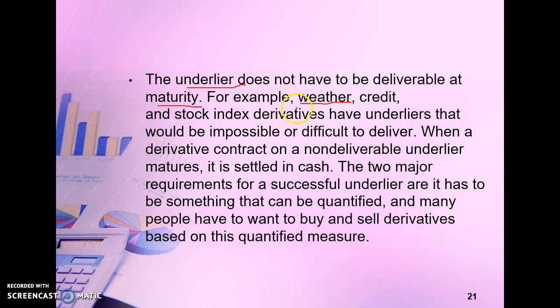You can actually buy a weather derivative, or even stock indices, not just the STI index but some of these, like the Dow Jones index, right? But all these you cannot actually deliver, right? They are intangible. So it's difficult to deliver, right? The derivative contracts on all these non-deliverable underlyings are basically settled in cash, or you just pay cash, pay insurance, right?